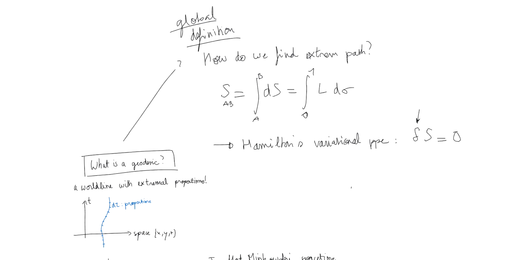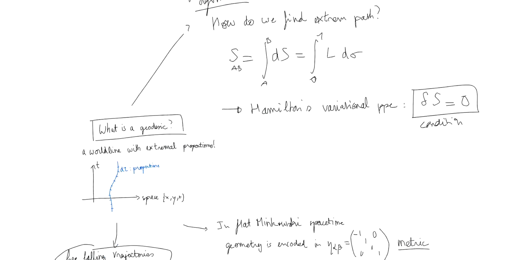That is the condition for extremal path. That is our condition. And it comes from Hamilton's principle, which is a variational principle. Right, so writing this delta S equals 0, we can also write delta S equal delta integral of L d sigma.